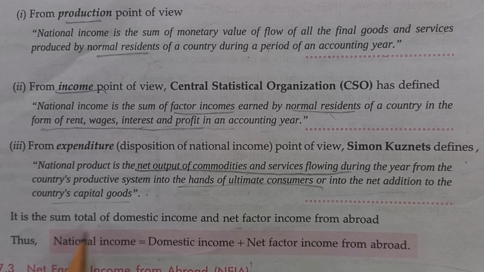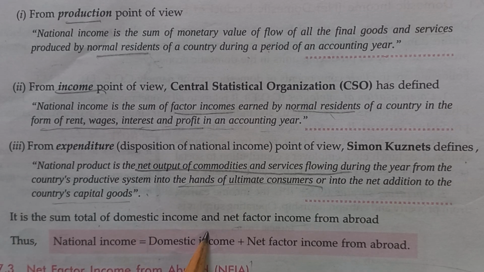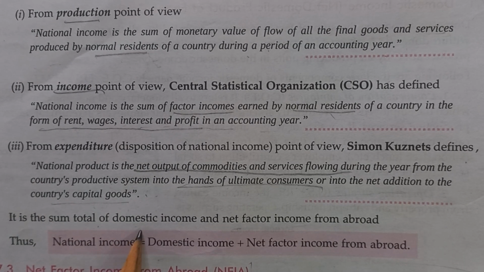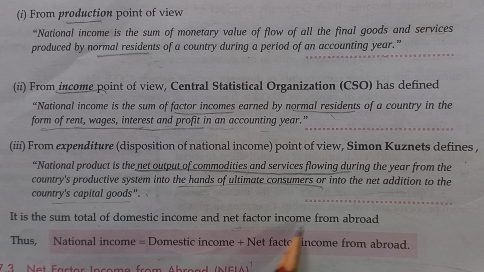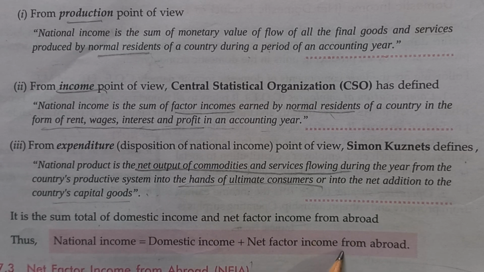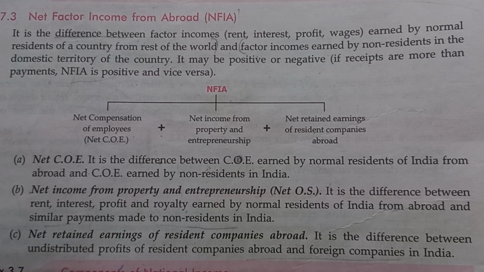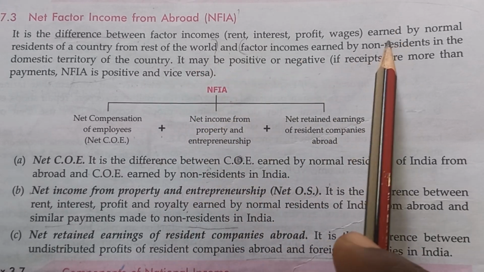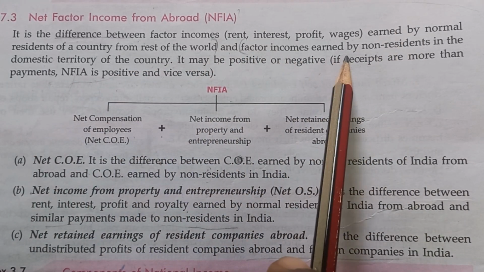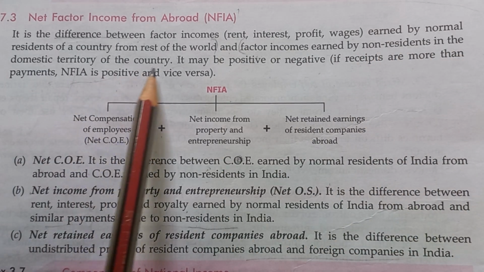The next, what is national income? It is the sum of total domestic income and net factor income from abroad. National income is equal to domestic income plus net factor income from abroad. Net factor income from abroad is the difference between factor incomes earned by normal residents of a country from rest of the world and factor incomes earned by non-residents in the domestic territory of the country.